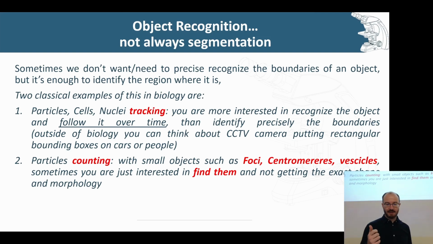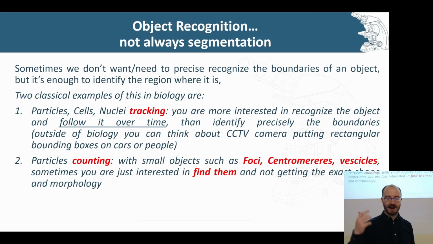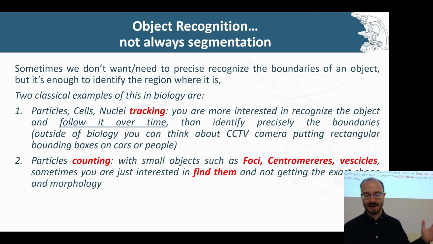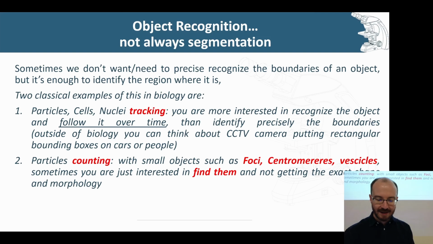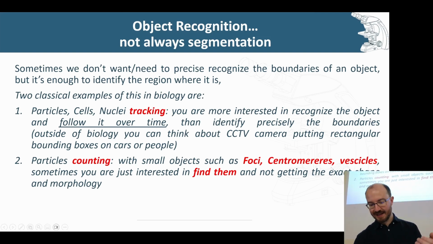Then the other thing with object recognition is we just want to know how many of something there are. We don't necessarily want all of the details of the size and the shape descriptors and everything that we've looked at. We just want to know how many there are. I think my friend at the back was talking about cell counting. You just need to know how many. What is the ratio of one type over another type? And these could be foci or centromeres or vesicles or whatever you want to find and to track them.